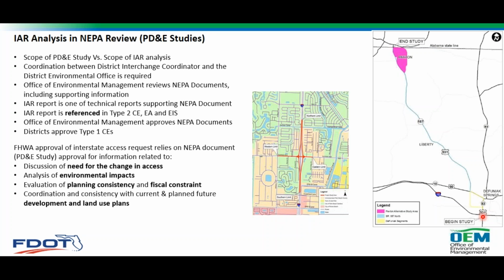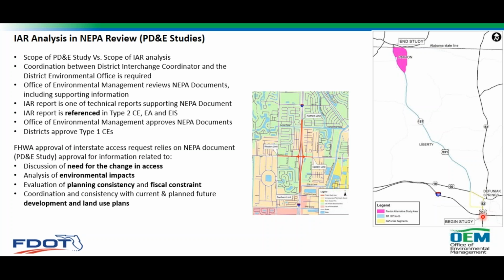FHWA final approval of the interstate access request relies on the NEPA document approval for information related to the need of the project, need for the change in access, analysis of environmental issues, evaluation of the planning consistency and physical constraints, and coordination consistent with the current and/or planned future development and land use plans. This is what the policy memo introducing the policy says. Which means that FHWA is not reviewing the NEPA document.